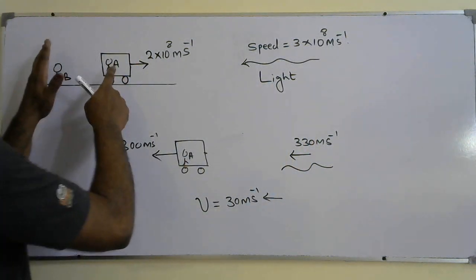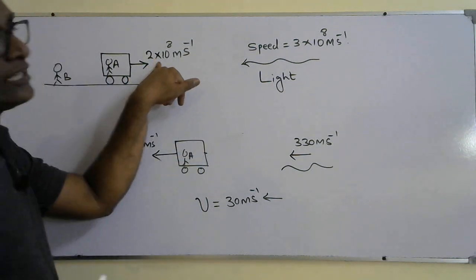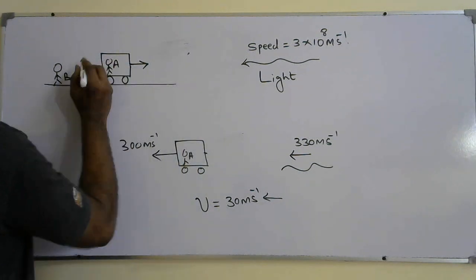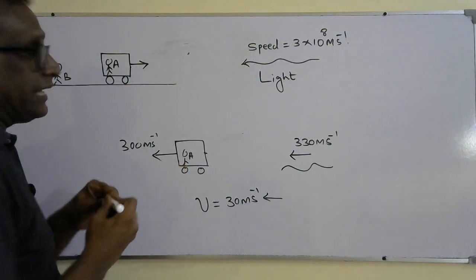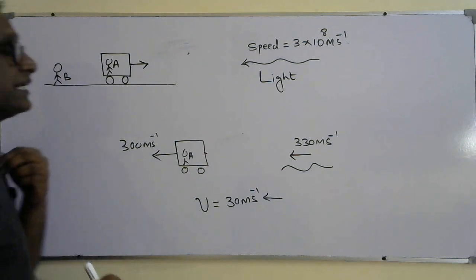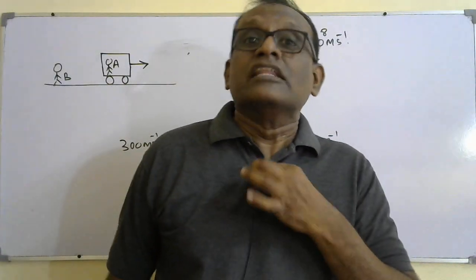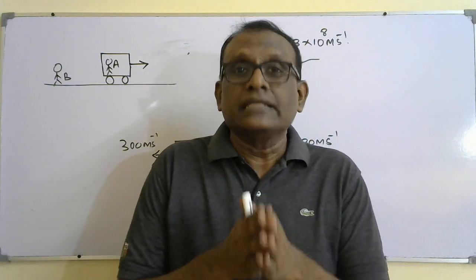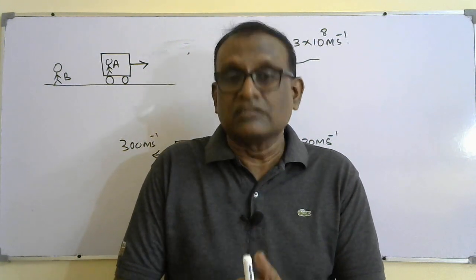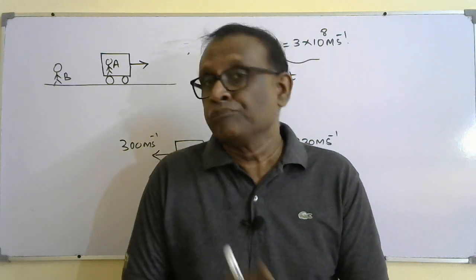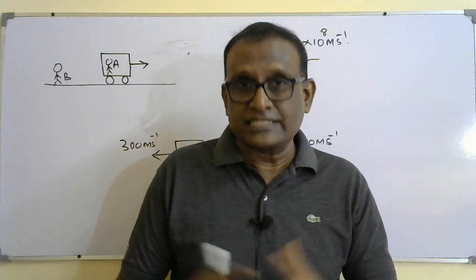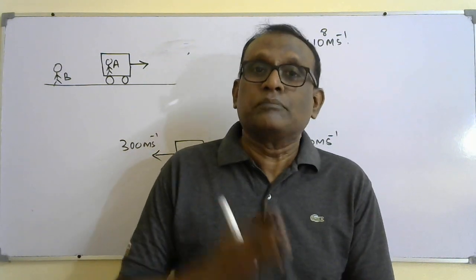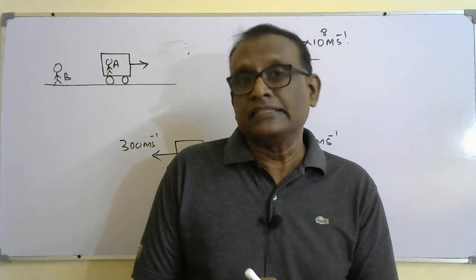If the observer moves towards right at 2 × 10^8 meter per second, or even when he moves towards left at almost 3 × 10^8 meter per second, whatever the direction A moves, the velocity of the light measured by A will remain the same. That means a very important conclusion which was not used in classical physics. This is the basic, fundamental postulate used in special theory of relativity.